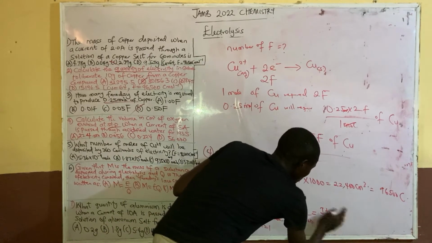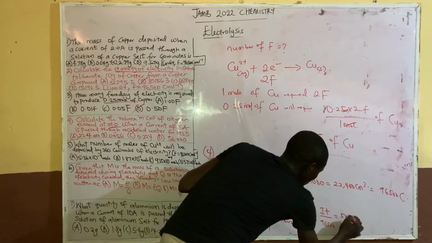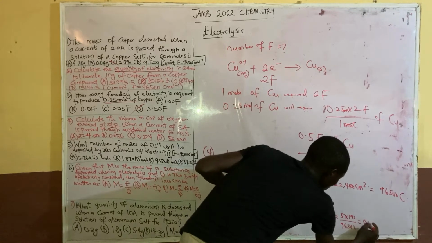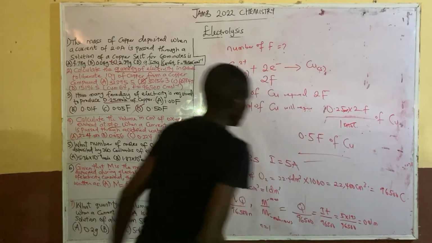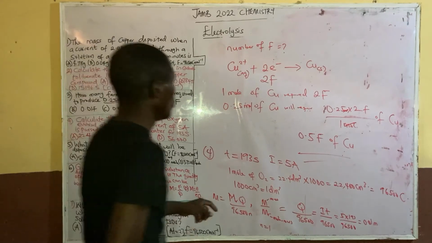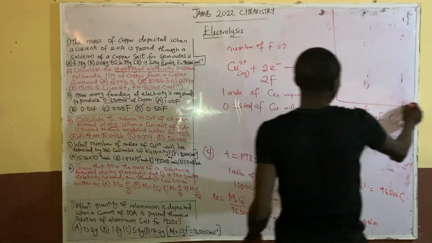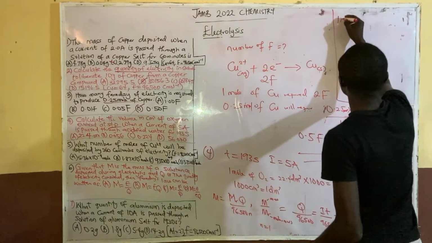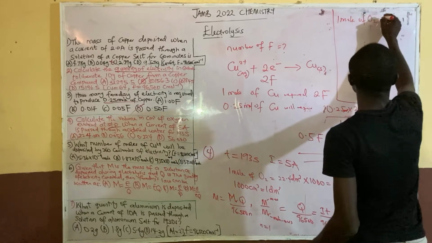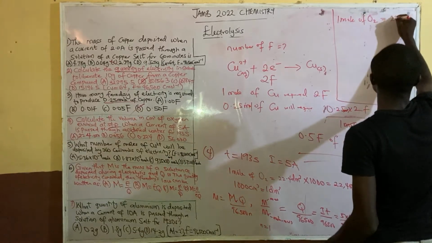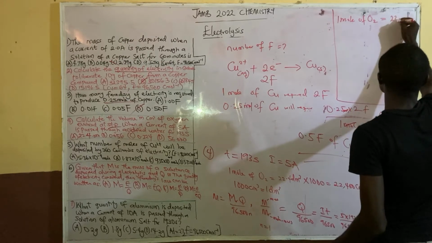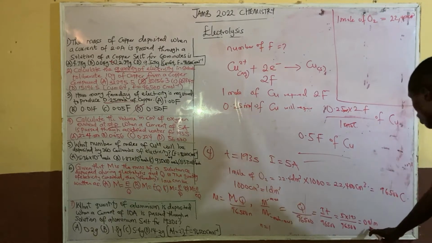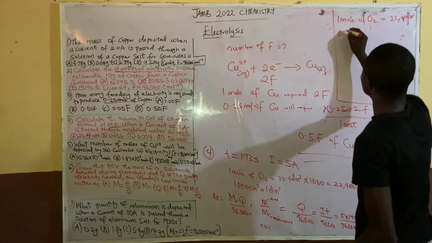5 times 193 all over 96,500. Everything will give you 0.01 mole. So I will come here to finish it up. If 1 mole of oxygen is equivalent to 22,400 centimeter cube, now what about 0.01 mole?